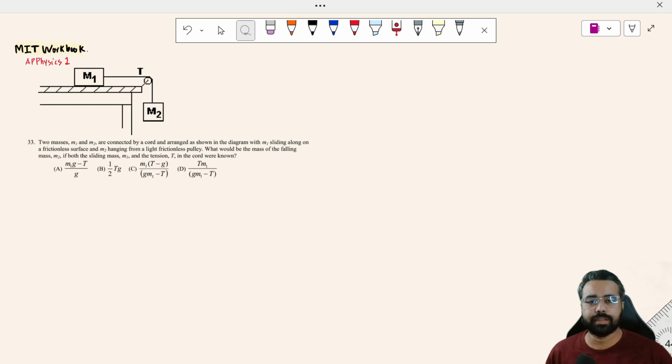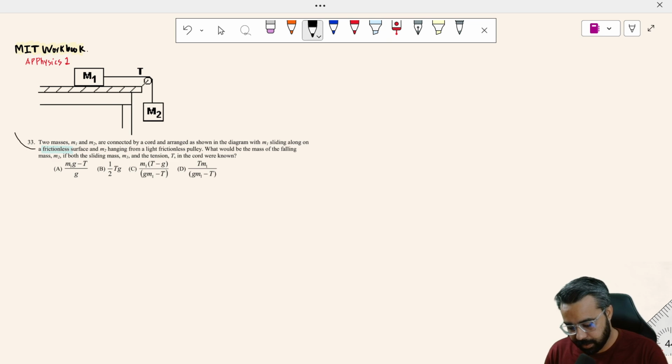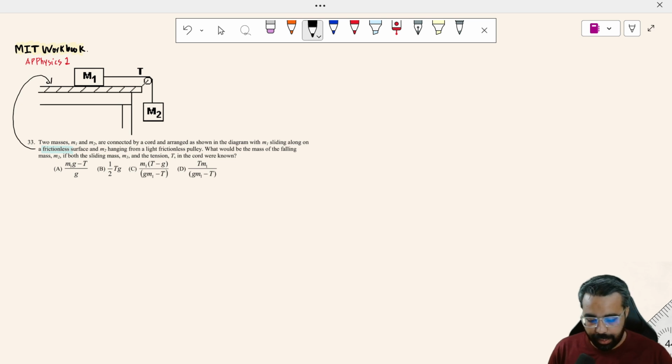Two different masses m1 and m2 are attached with the same string that is light, so we are not going to consider the mass of this string. Also look at this, the surface on which m1 is moving is frictionless, so there's no friction. And the third assumption that we are going to take is that this pulley is frictionless, and we are not going to consider the rotational motion of this pulley.